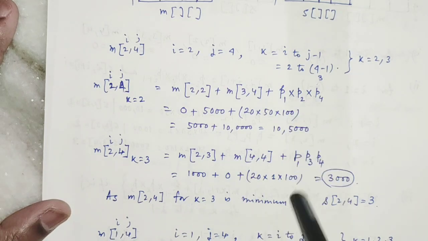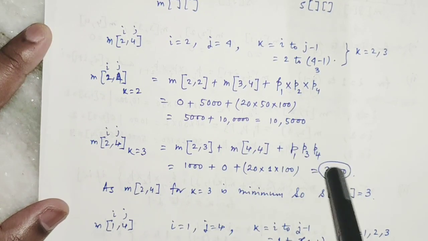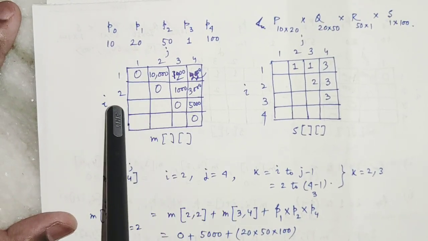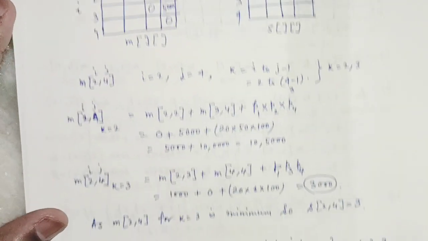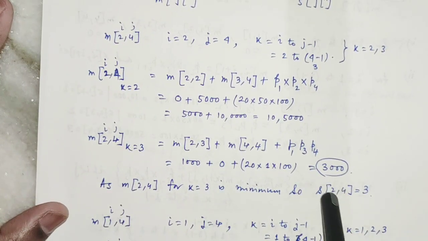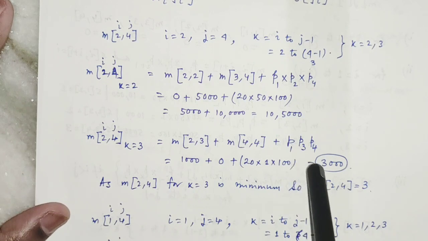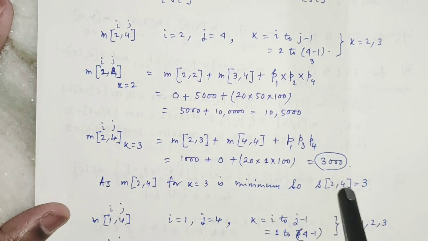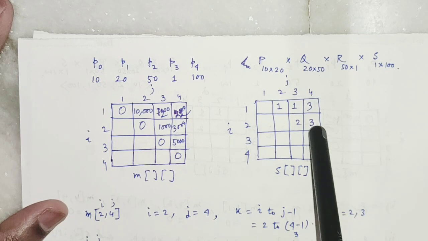Comparing these two, this is a very big value, this is a very small value, so this one is the minimum. So m of 2 4 will get 3000 as a value, and at the same time s of 2 4 will receive 3, the appropriate k value for which you get the minimum for m of i j. So 3000 is obtained for applying k equals 3. So s of 2 4 will receive that k value, which is 3.